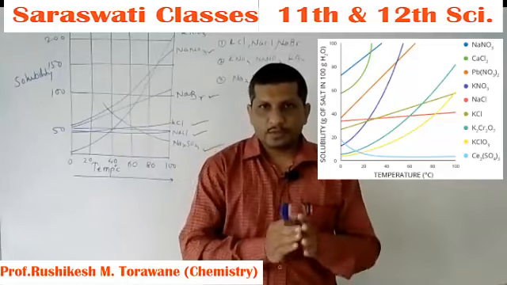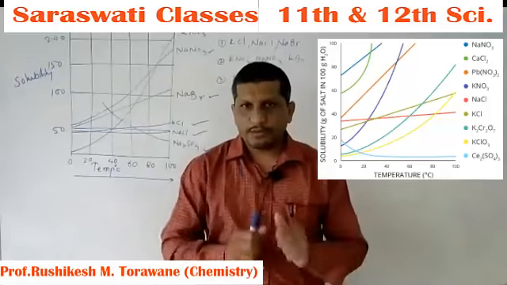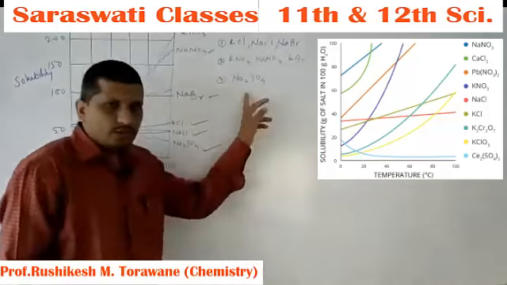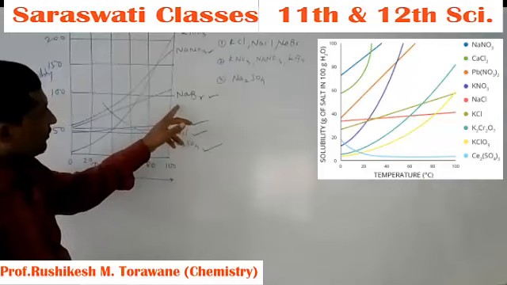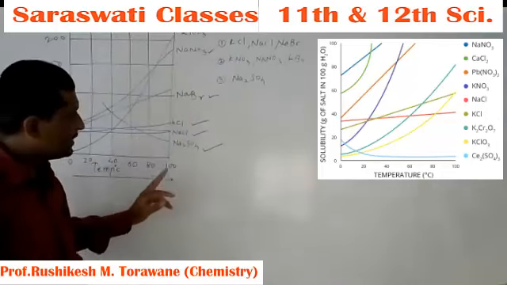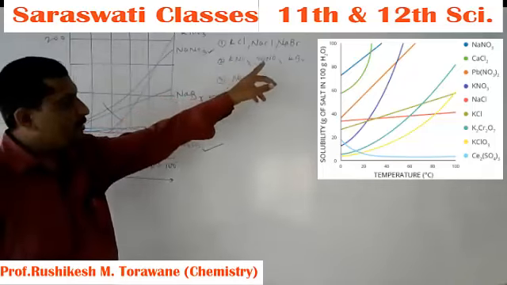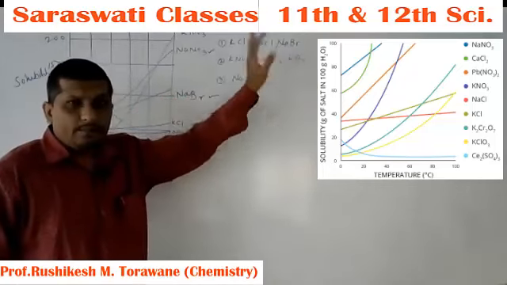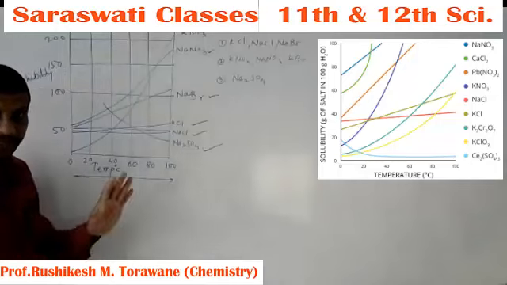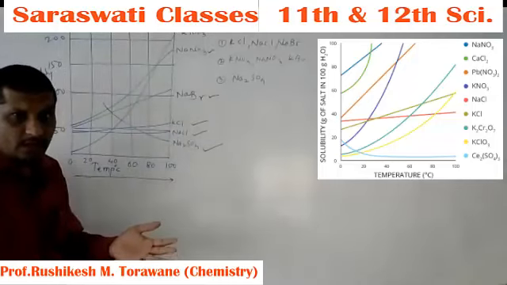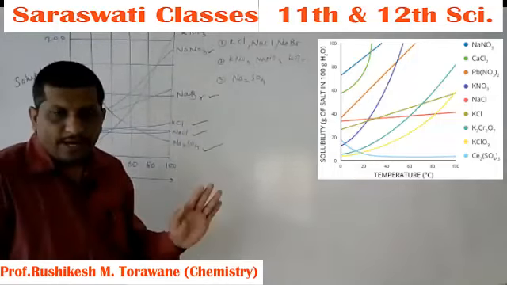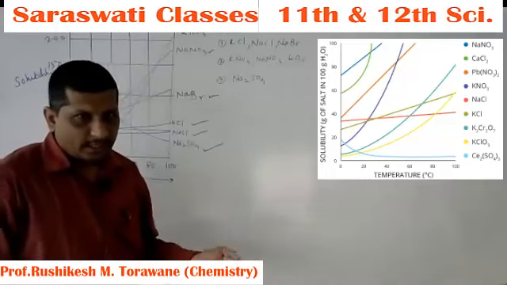Potassium chloride, sodium chloride and sodium bromide show very little increase in solubility when temperature increases. But potassium nitrate, sodium nitrate and potassium bromide are appreciably soluble when temperature increases.